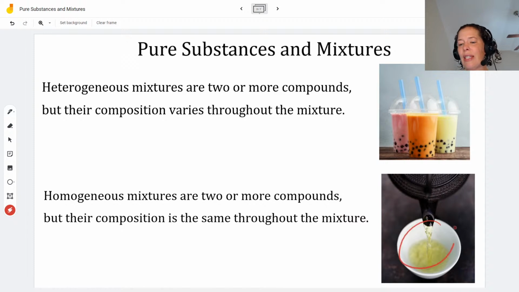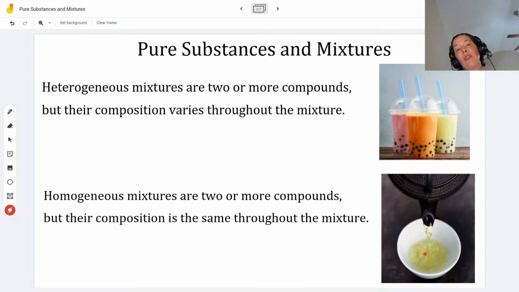So here we have an example of some hot tea being poured. And once this cup is full, it wouldn't matter if I took a sip of tea, if I could, from the bottom of the cup versus the top of the cup. It would still be tea. It would taste the same. It would look the same. It would have the same composition.